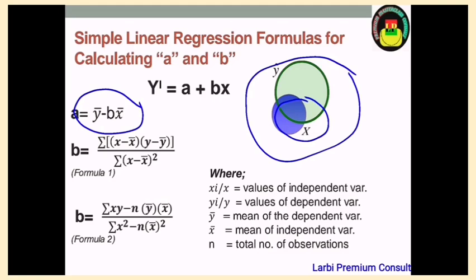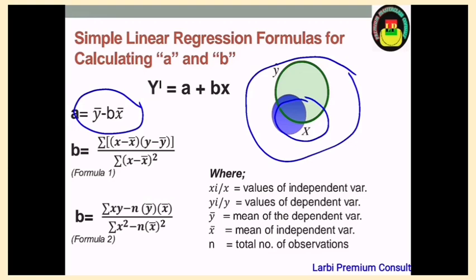You see, when we were finding the coefficient of correlation, we said it is the summation of x minus x bar, bracket close, multiplied by y minus y bar, all close, over the square root of the summation of x minus x bar all squared multiplied by the summation of y minus y bar all squared. When we were finding the b here, we just take the numerator of the coefficient of correlation.